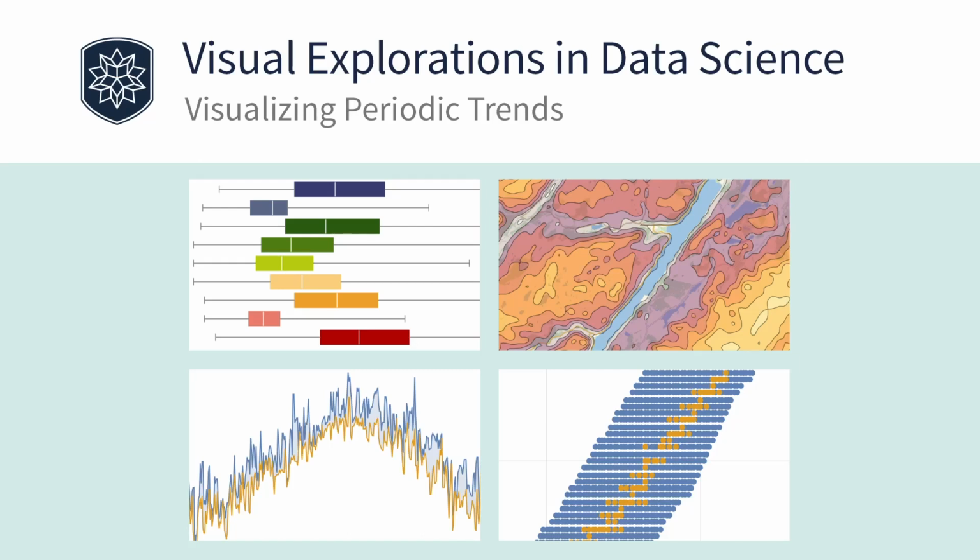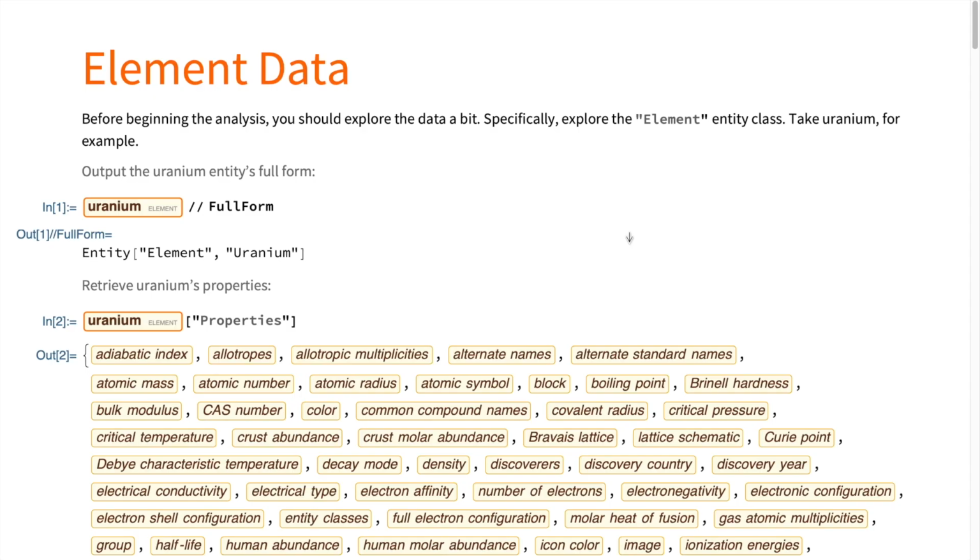Hey everyone! In this video, we'll touch on chemistry and the built-in chemical data we have that is very easy to access. Specifically, I wanted to visualize periodic trends in the periodic table. Before we hop in, however, let's play a bit with our data to see what we have. In this video, we'll be using chemical data for the entity class elements.